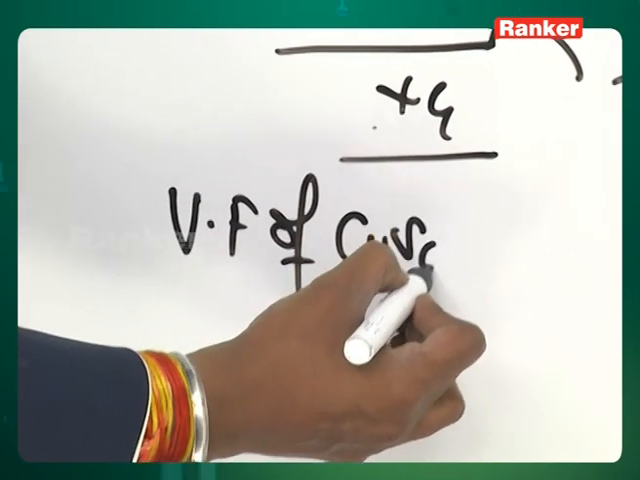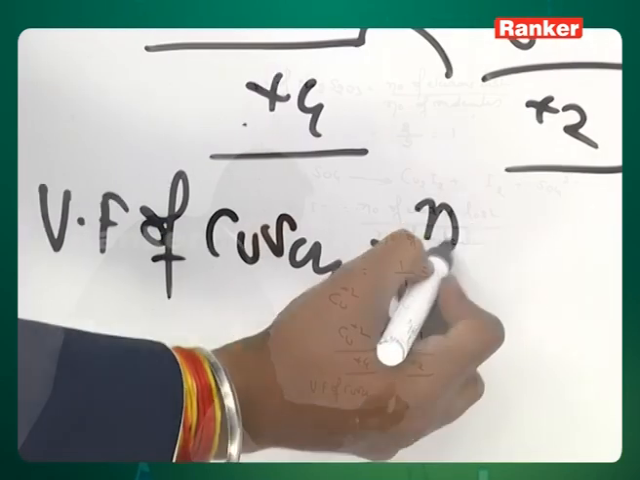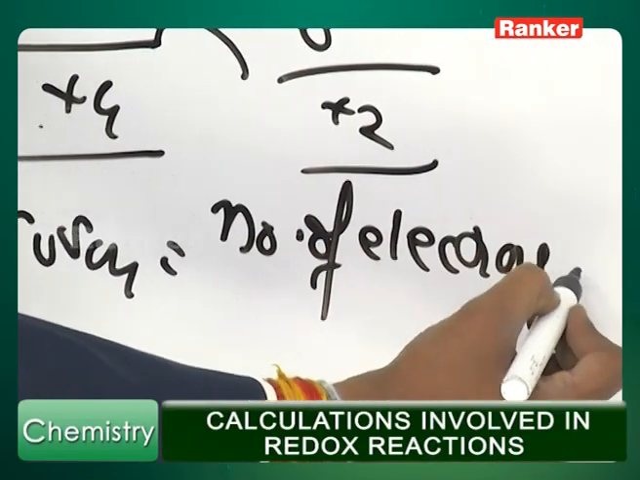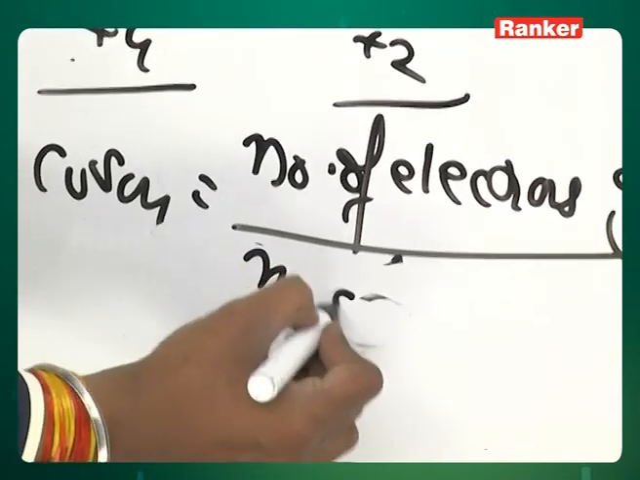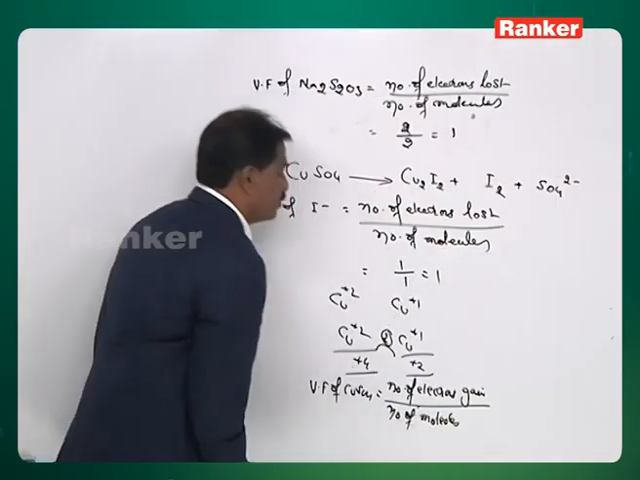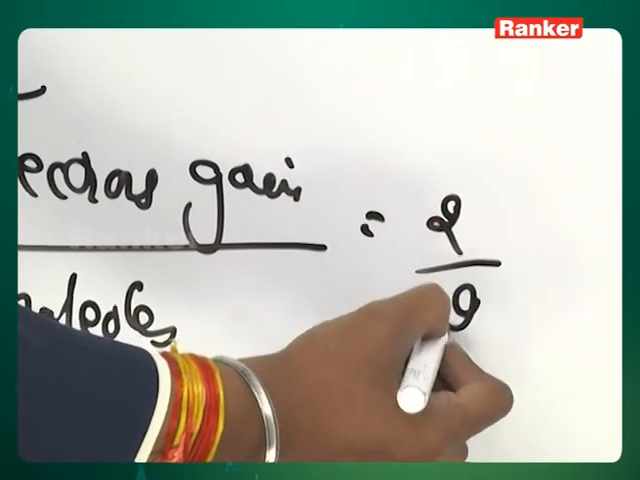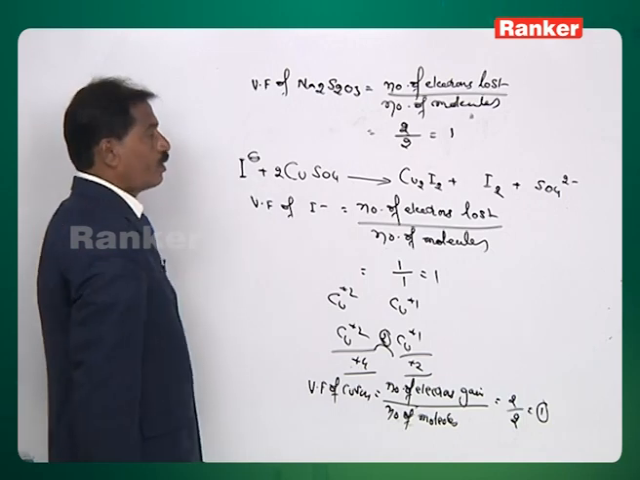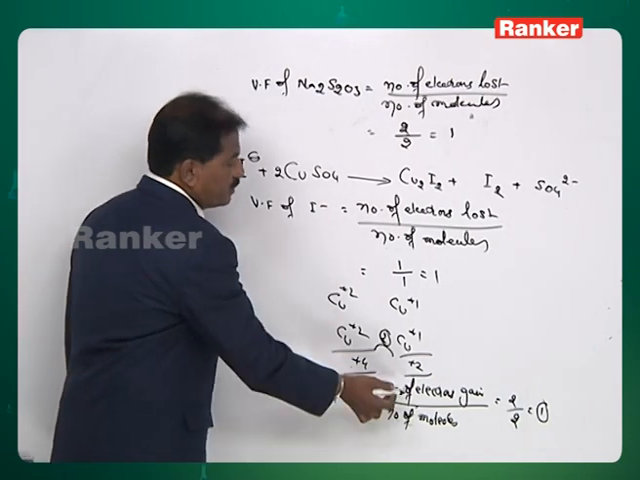Therefore, valency factor of copper sulfate. Here it is gaining, therefore number of electrons gained by number of molecules. How many electrons? 2. Number of molecules 2. So, therefore, 1. So, for copper sulfate, valence factor is 1.